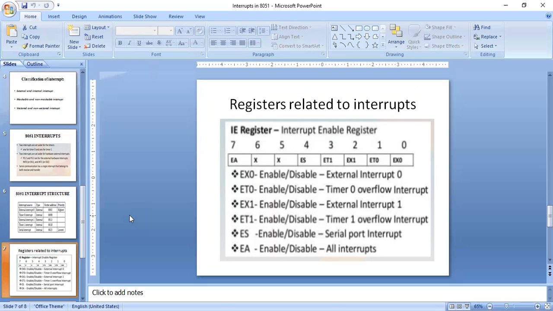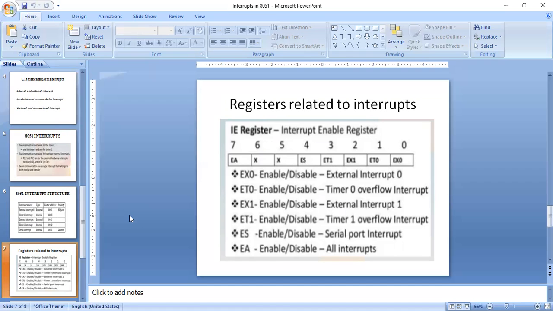Each interrupt has 1 bit for enabling it, and the 8th bit is EA, which enables or disables all the interrupts. I am telling from the high order to the low order. So the 8th bit is EA, which indicates enable or disable all interrupts. For an interrupt to be serviced, that should always be 1. Once the microcontroller takes the ISR, it will be reset through the program, and the EA will be 0.